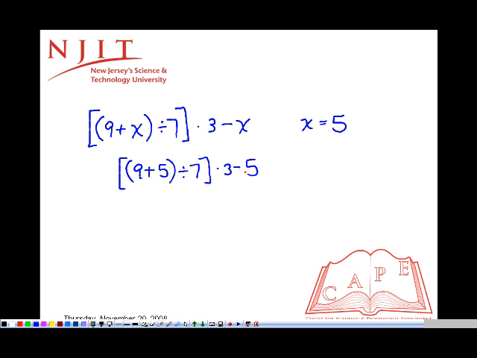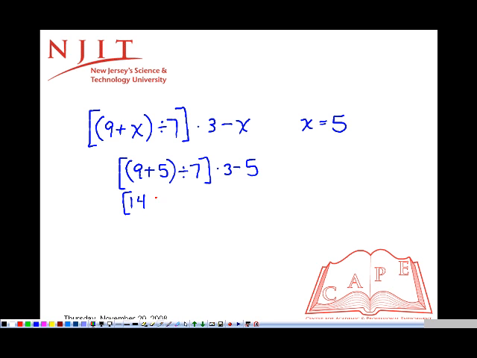The first on the list is parentheses. Now as you can see here, we have two sets of parentheses. We have these, and then we have the outer ones. And the rule of thumb is you do the inner parentheses first and work your way out. So if we look here, the innermost parentheses is for the 9 plus 5. So if we do that, 9 plus 5 is 14.